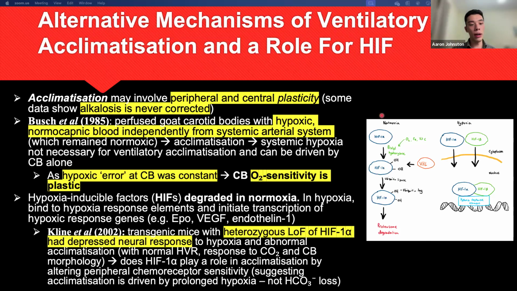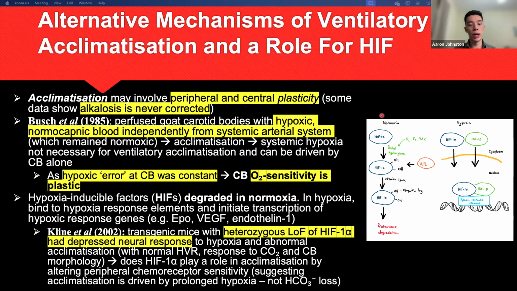Now, what might the molecular mechanisms of this change in sensitivity be? Well, HIFs, as you won't be surprised to hear, have been implicated. We know how important they are for the cellular changes in the context of hypoxia. So HIFs, as a reminder, are constitutively degraded in normoxia, but in hypoxia they are stabilized. These are transcription factors, which leads to the transcription of genes such as erythropoietin, VEGF, which is a driver of neovascularization, as well as endothelin-1.